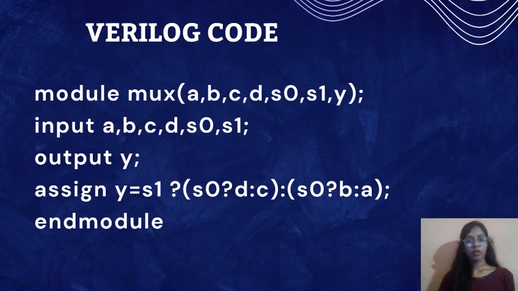And the Verilog code. This is the module, and we are declaring the name as mux. The inputs are A, B, C, D, S0, S1 and the output is Y. We are assigning the condition for output Y in terms of S1, S0 with D, C, B, A. This is the single condition we are writing here, and this is the endmodule, completing the Verilog code.